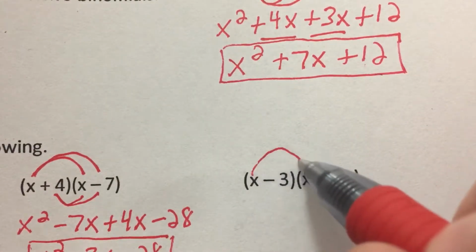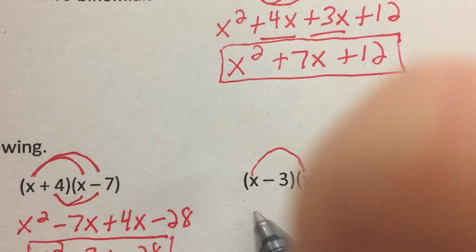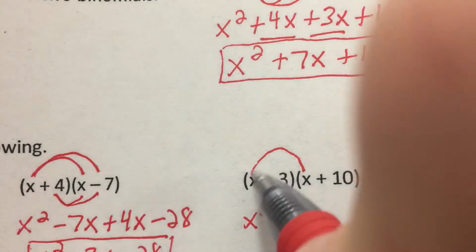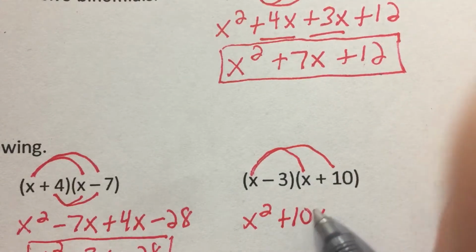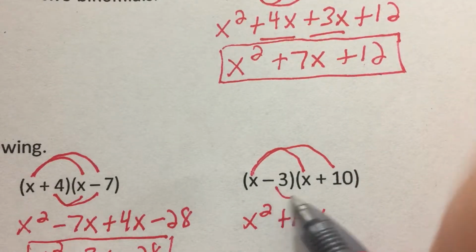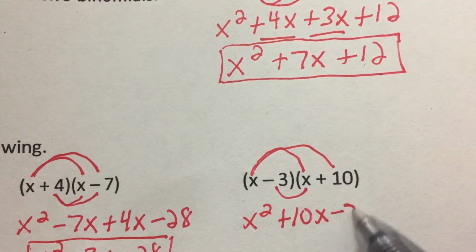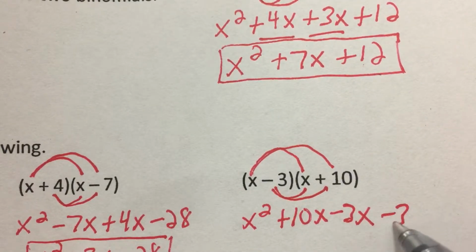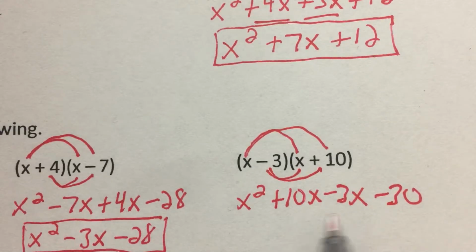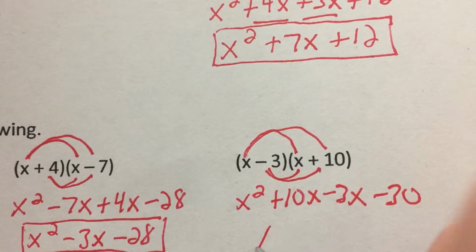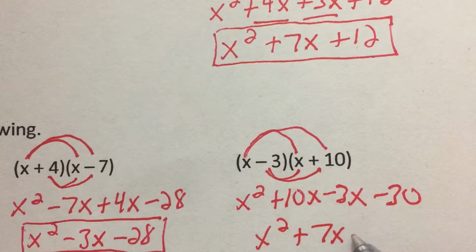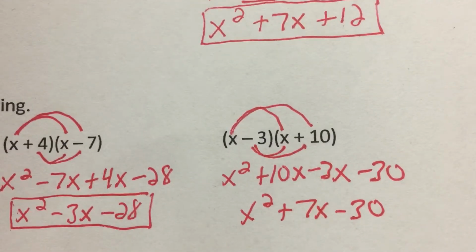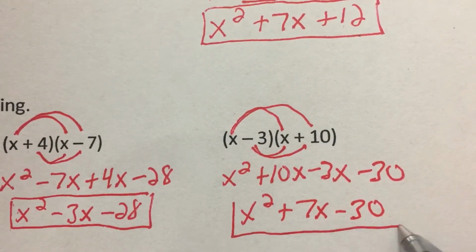Next one, x times x would be x squared. X times 10, 10x. Negative 3 times x is negative 3x. And negative 3 times positive 10 is negative 30. Two like terms in the middle, 10x minus 3x makes a positive 7x. So we end up finally with x squared plus 7x minus 30.